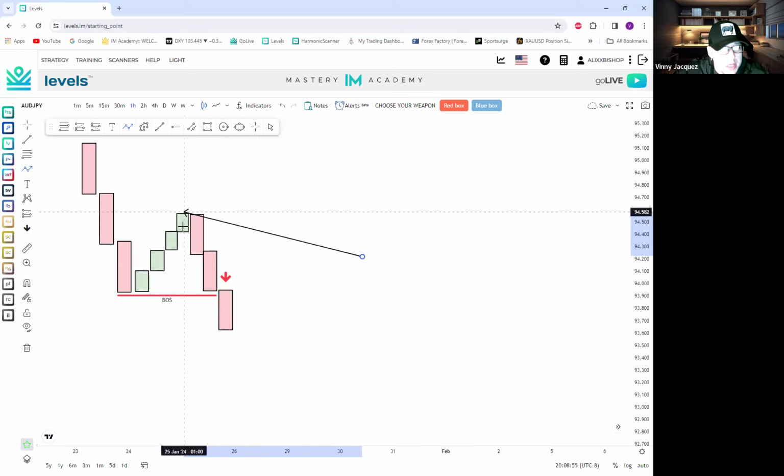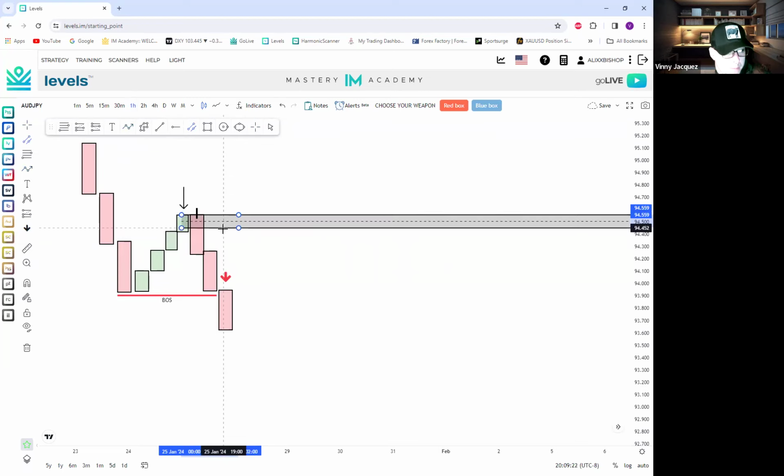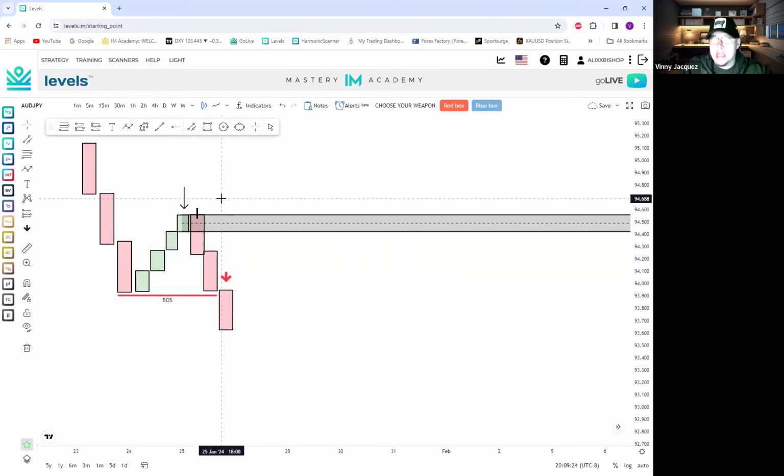1, 2, 3, boom. This last buying candle right here, guys, is going to be our starting point. That last buying candle is what started that massive, massive bearish move. Does that make sense? Once this last candle bought up, boom, right away, massive, massive drop. So this candle right here, guys, is going to be your starting point. Let's box that up. Boom, this is our sell zone. The starting point is our sell zone.